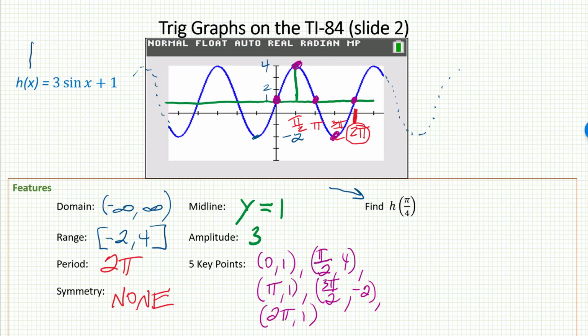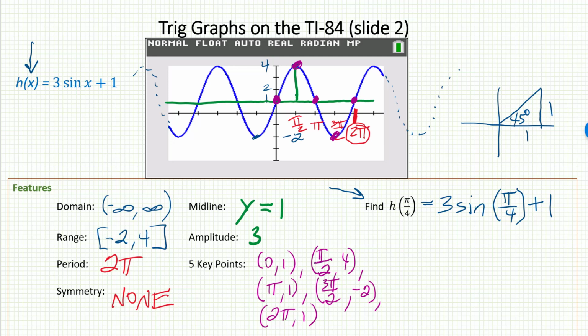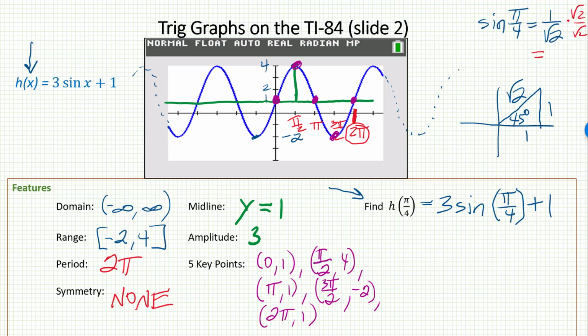And then the last thing we're asked to do here is to find h of pi over 4. In other words, go to the h function, insert pi over 4 for x, and see what output we get. Let's try this by hand first. So I've inserted pi over 4 in place of x. It looks like I need to calculate sine of pi over 4. Pi over 4 is 45 degrees. I can draw myself a quick reference triangle picture here: 1, 1, square root of 2, and obviously sine of pi over 4 would be 1 over square root of 2, which simplifies to be square root of 2 over 2.